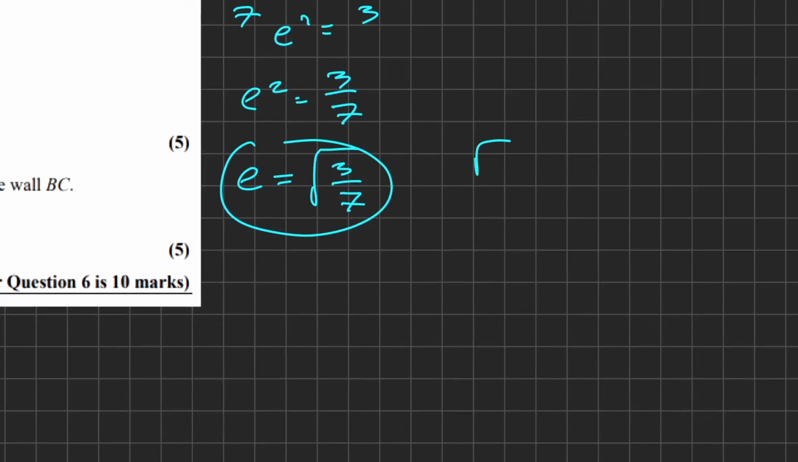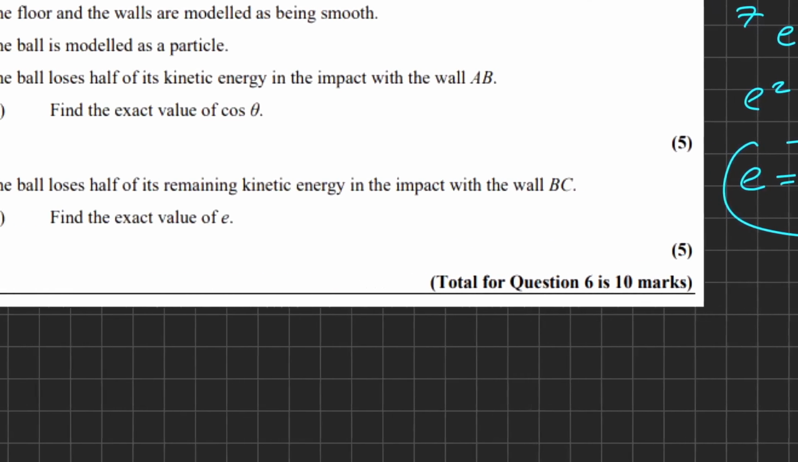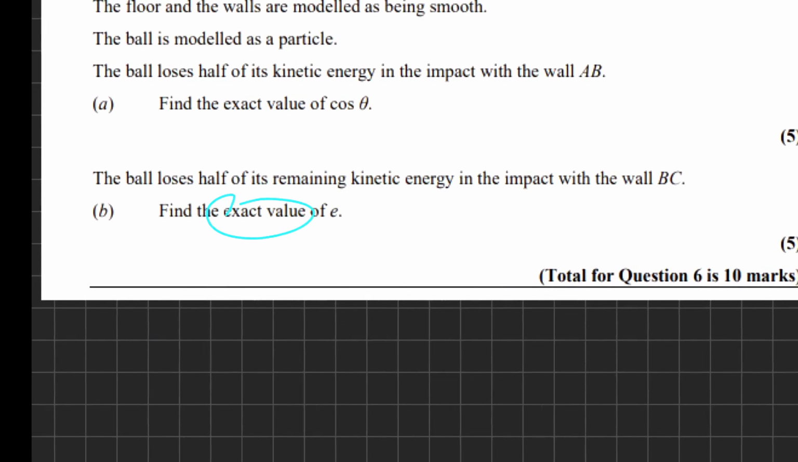And you can also express that as root 21 over 7 if you like, both are allowed. But being precise, it does say the exact value, and that's important. You couldn't give this as a decimal.